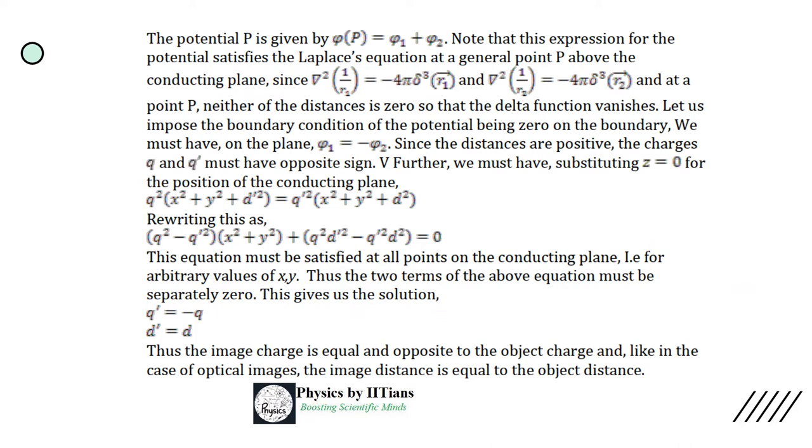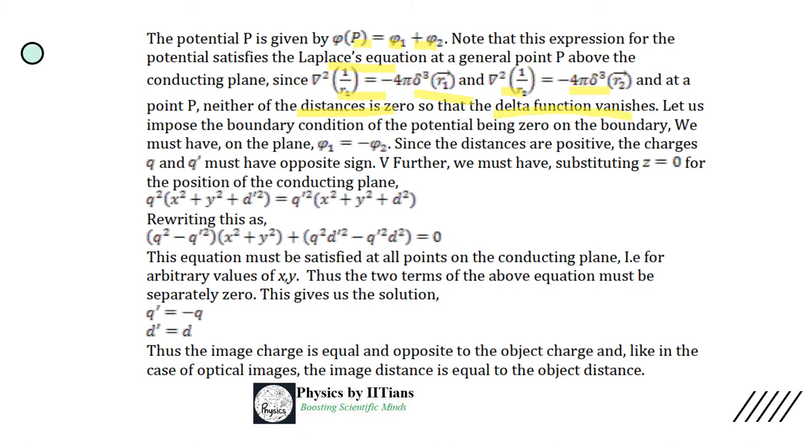So this phi p is the combination of phi1 and phi2 using the superposition principle, and they also satisfy Laplace's equation. This can be written as del square of 1 by R1 equals minus 4 pi delta cube R1, and del square of 1 by R2 equals minus 4 pi delta cube R2, and at a point where neither of the distances is 0, the delta function vanishes.